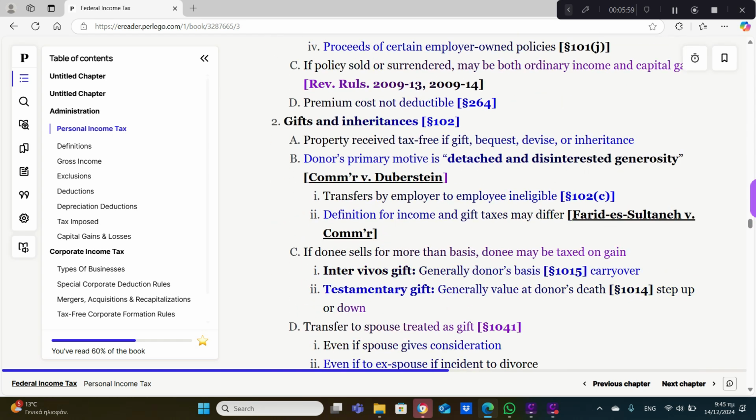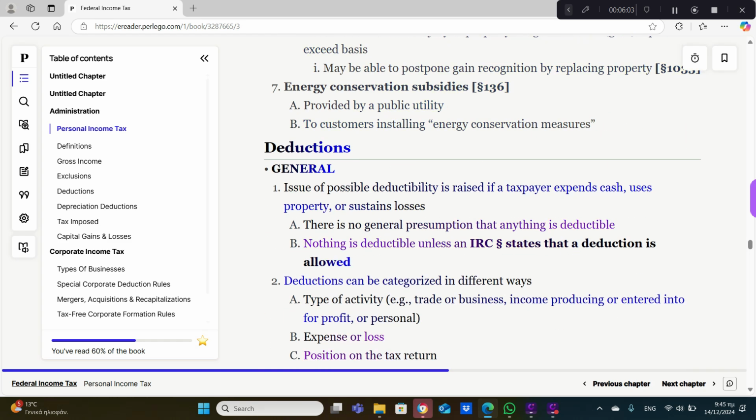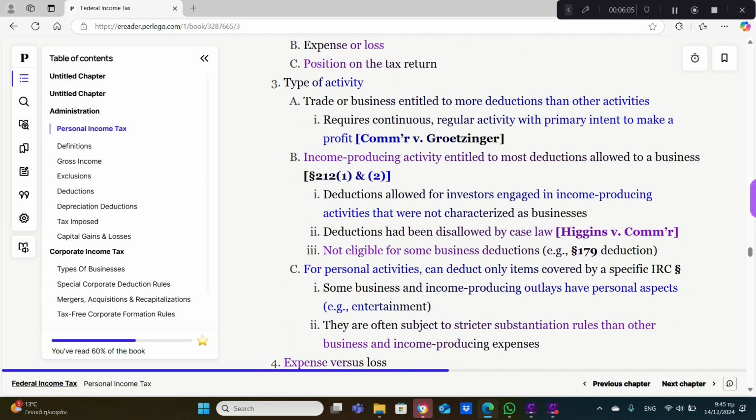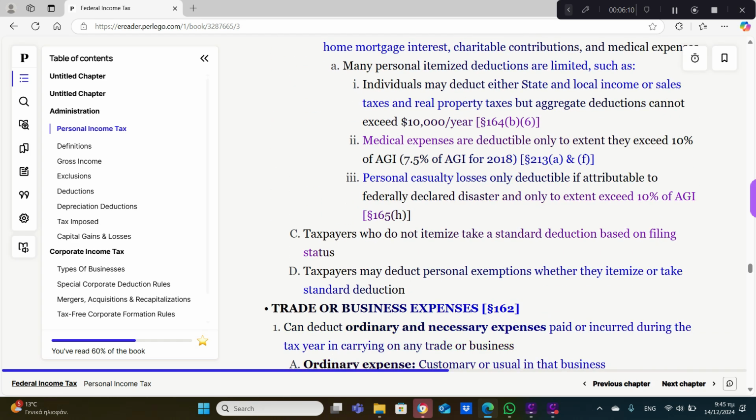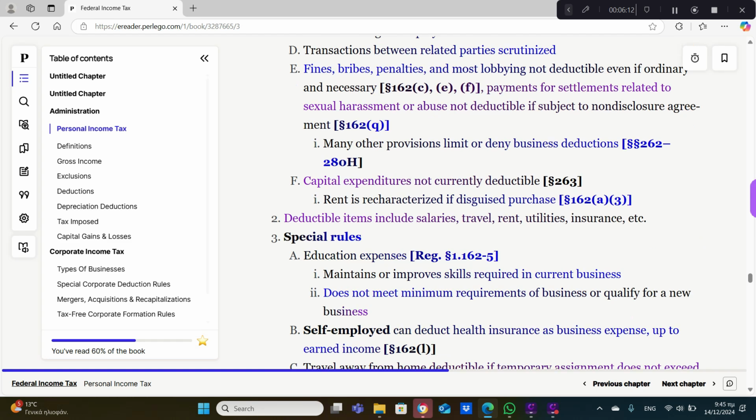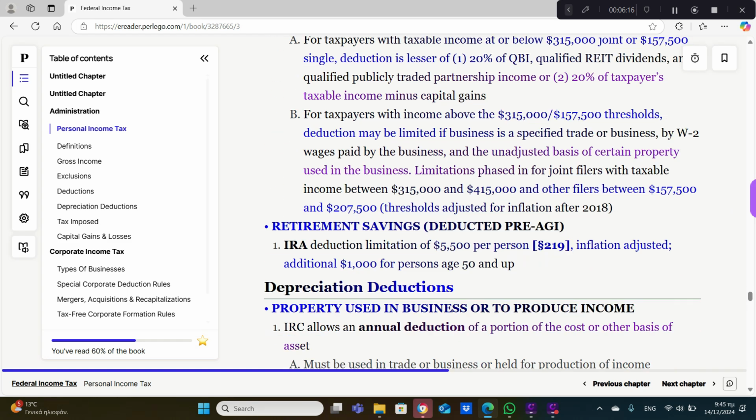13. Mergers, acquisitions, and recapitalizations. This section discusses tax implications during corporate restructuring. Tax consequences of mergers and acquisitions. Rules for recapitalization, which often allow tax deferral for shareholders.